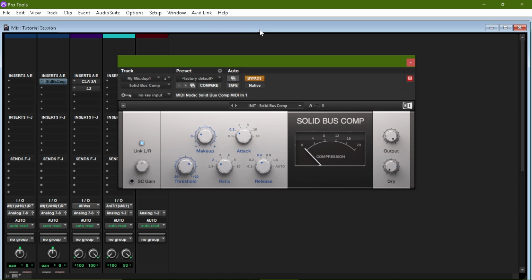So you can hear the audio signal, and you can see that there's no compression on it. There's nothing moving here because I have it bypassed up here. So let's take that bypass off now and play it again.